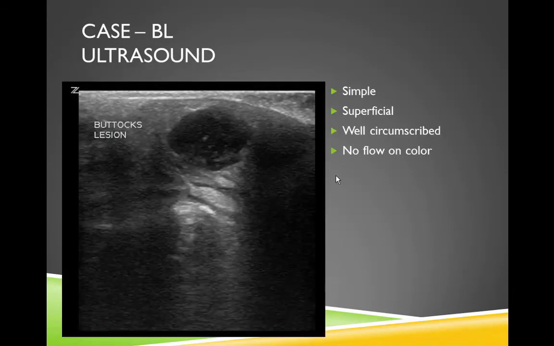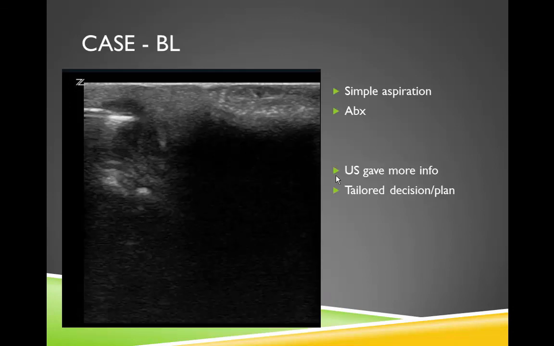And here's what we did. So we looked at it. It's very simple. It's mostly black. It's very superficial. It's very well circumscribed. It's not real complex. It doesn't have a lot of layers. And we did put color on it to make sure there was no flow in it. Sorry, I didn't show that for you. And we decided this is a good candidate for a real simple aspiration.